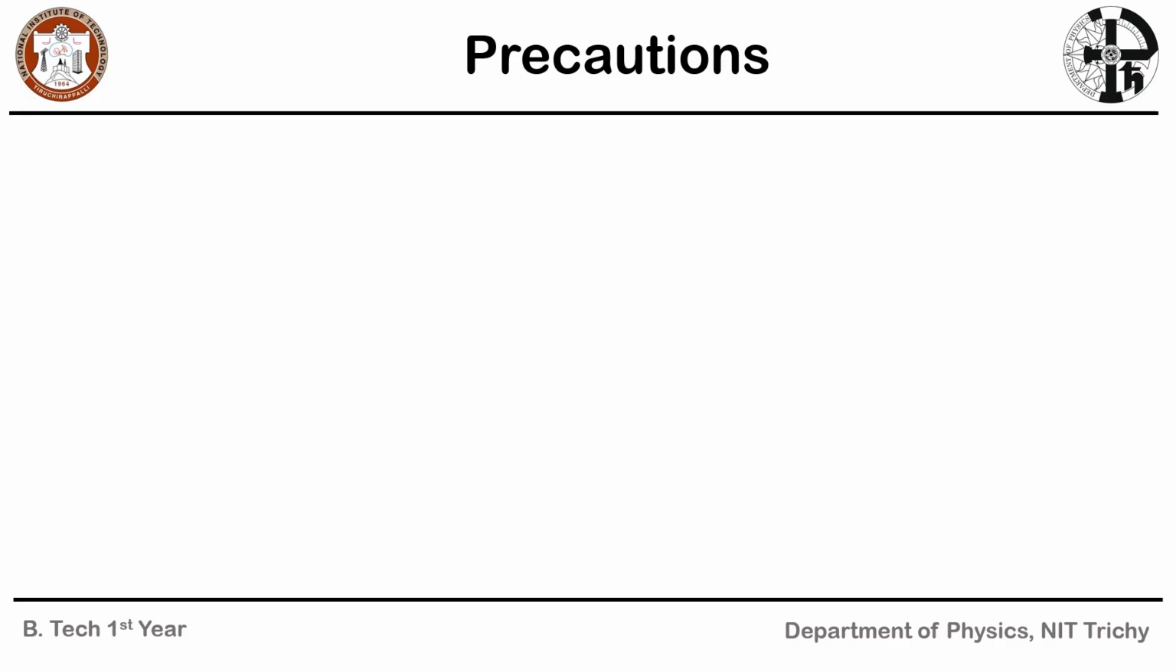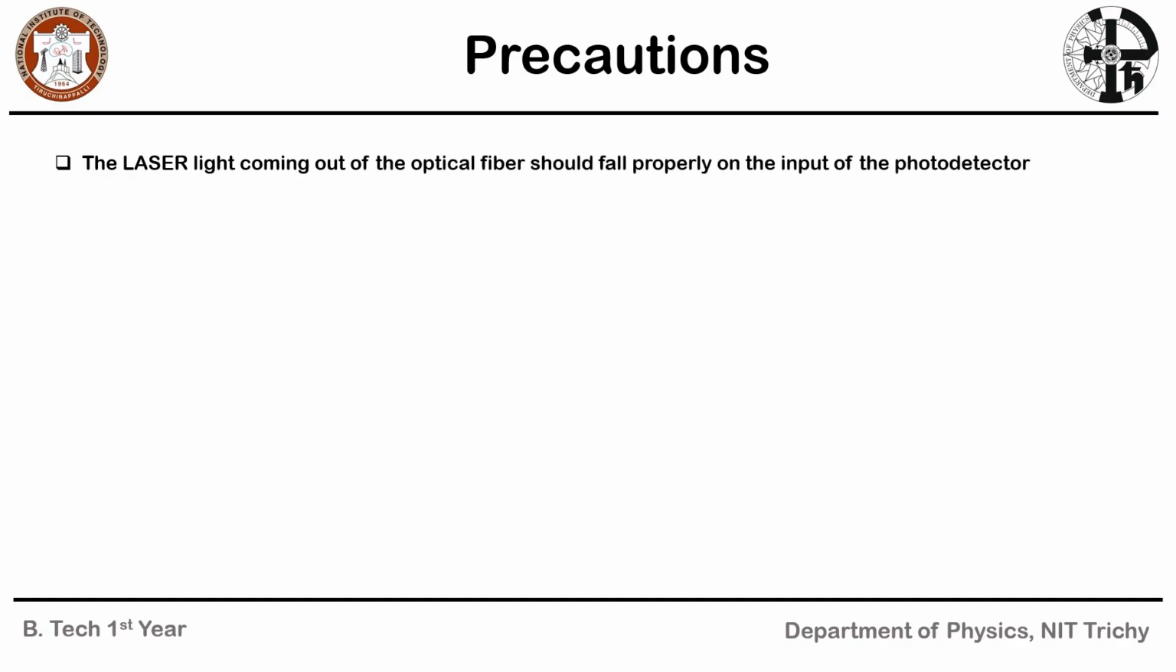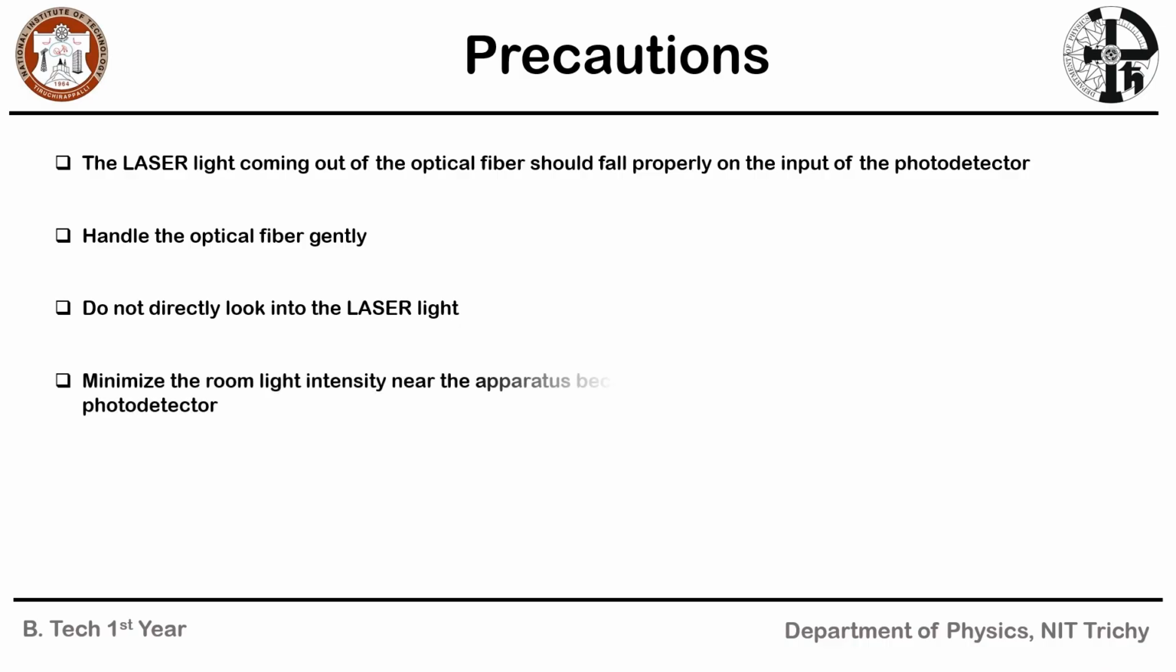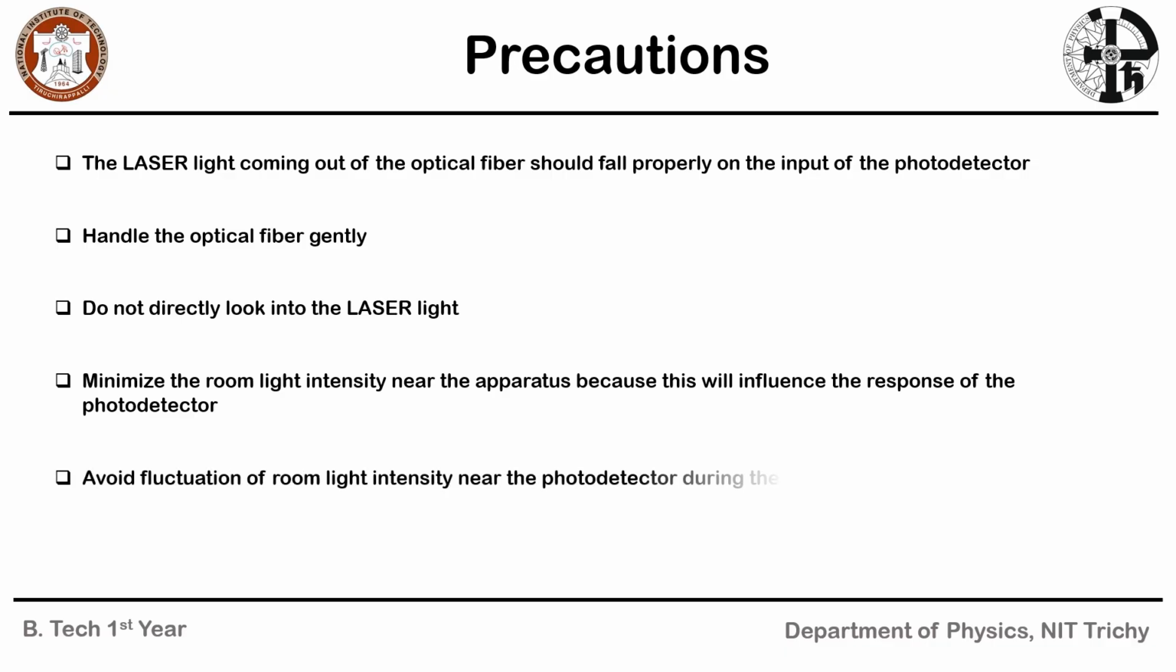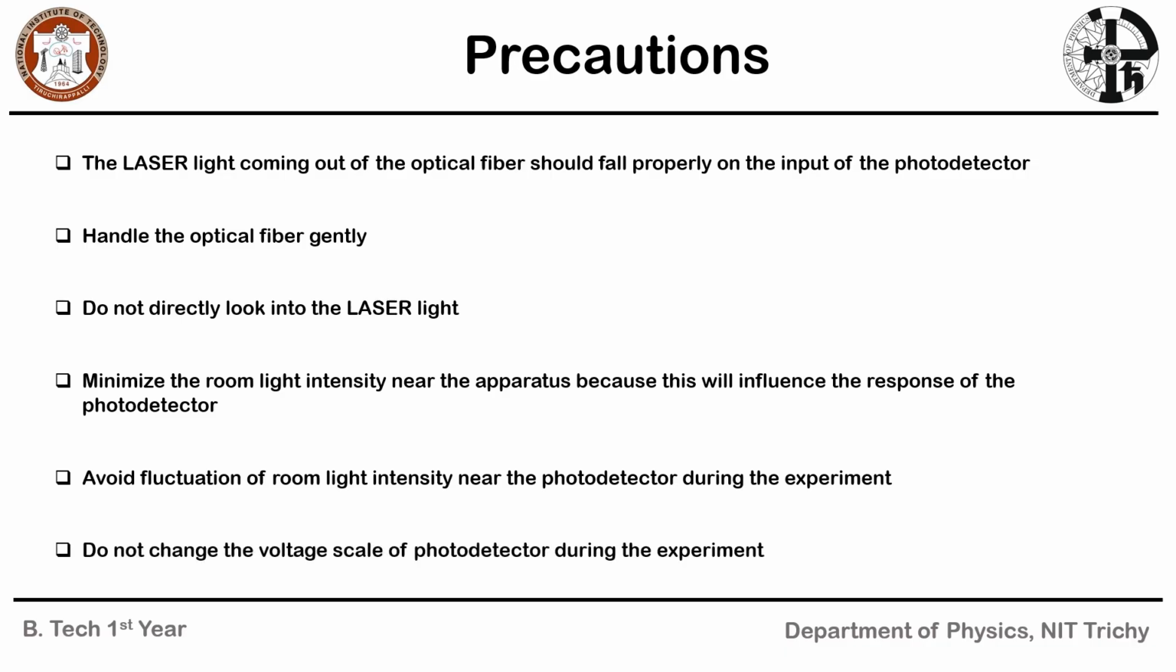Here are some precautionary measures that have to be followed during the experiment. The laser light coming out of the optical fiber should fall properly on the input of the photodetector. Handle the optical fiber gently. Do not directly look into the laser light. Minimize room light intensity near the apparatus because this will influence the response of the photodetector. Avoid fluctuations of room light intensity near the photodetector during the experiment. Do not change the voltage scale of the photodetector during the experiment.